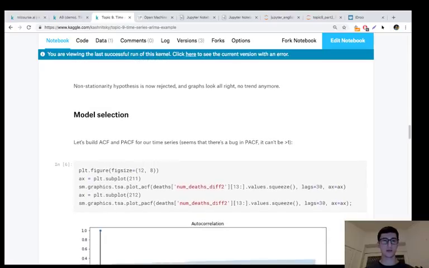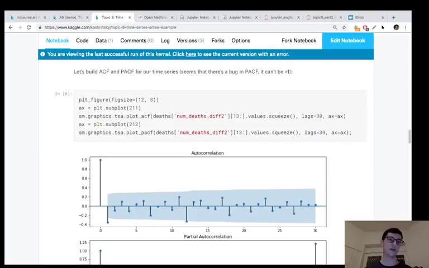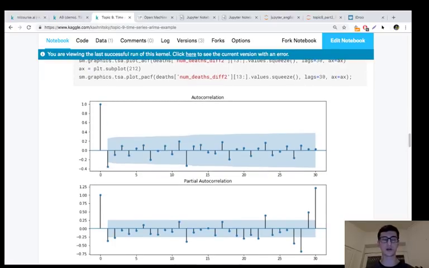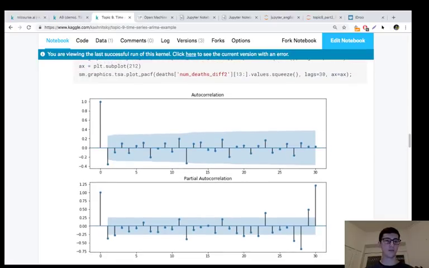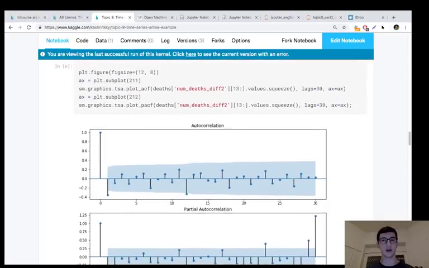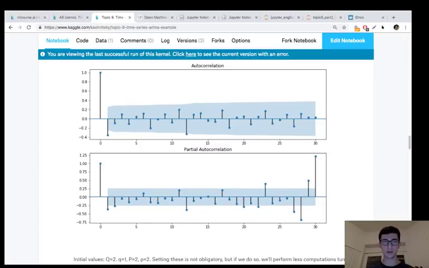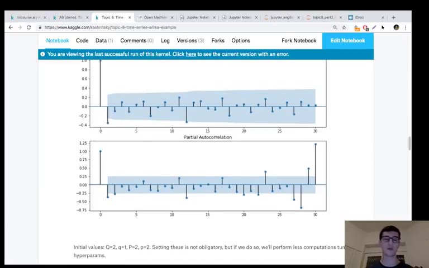So we'll do model selection. For that we'll build ACF and PACF plots. Autocorrelation now shows that maybe some seasonality is left. We see that the first autocorrelation is significant, then maybe number 12 is significant, but all others are non-significant. With partial autocorrelation, I think I encountered a bug here because partial autocorrelation cannot be higher than 1. But still, we see that most of the values are non-significant, and only the first two significantly differ from 0.